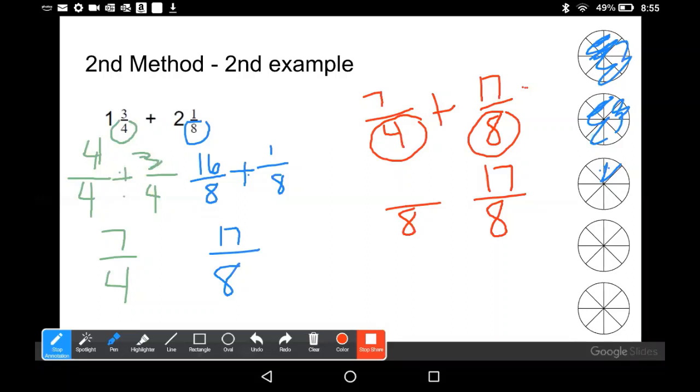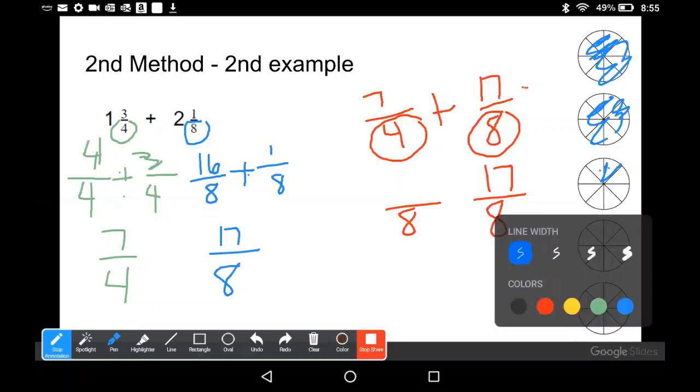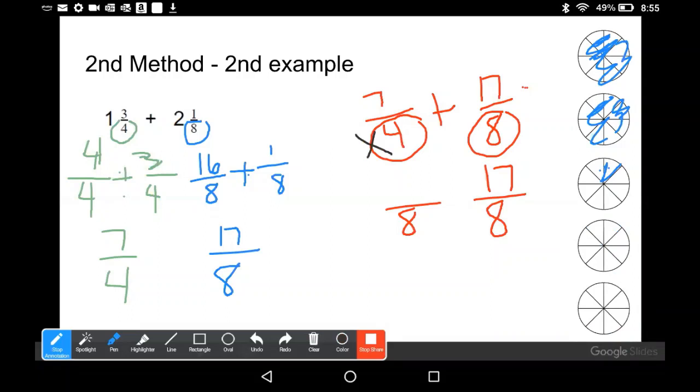Now this one over here, I need to multiply. So 4 what is 8? 4 times 2 is 8. If I multiply the bottom by 2, I have to multiply the top by 2, so I get 14 eighths. Now that I have a common denominator, I can add those. So 14 plus 17 is 31 eighths. Remember, you keep that common denominator.